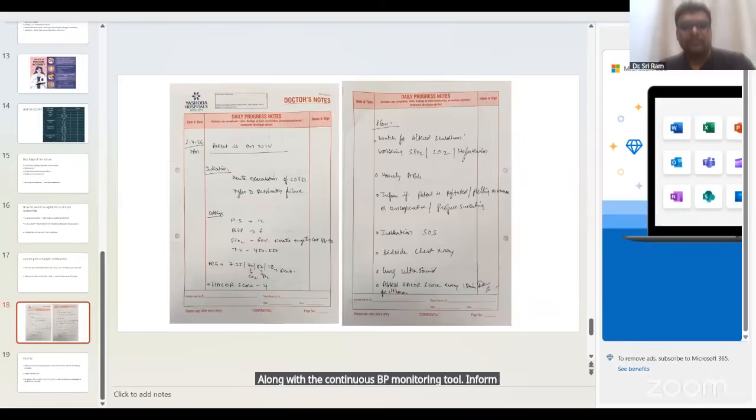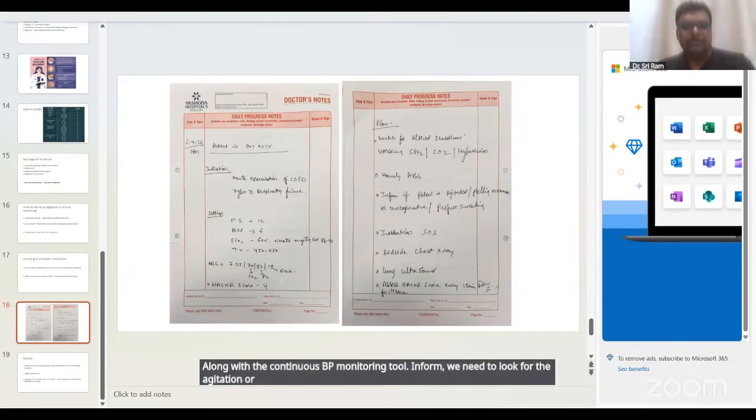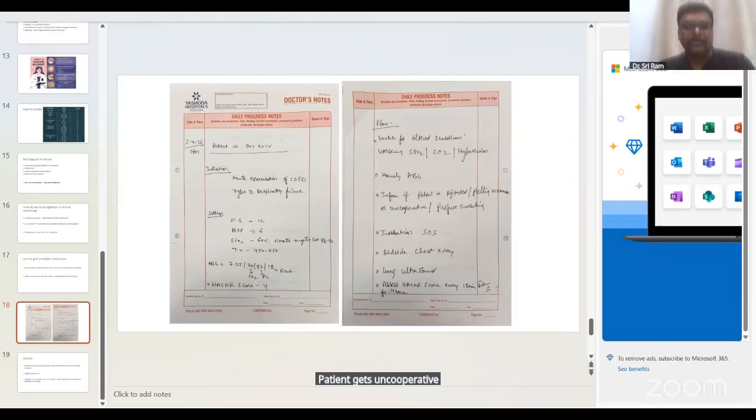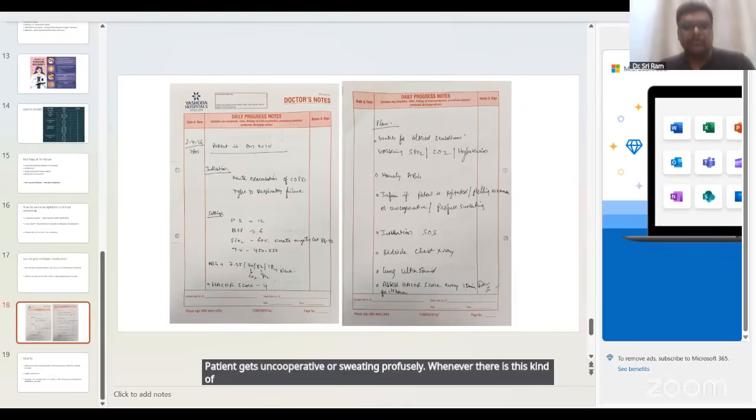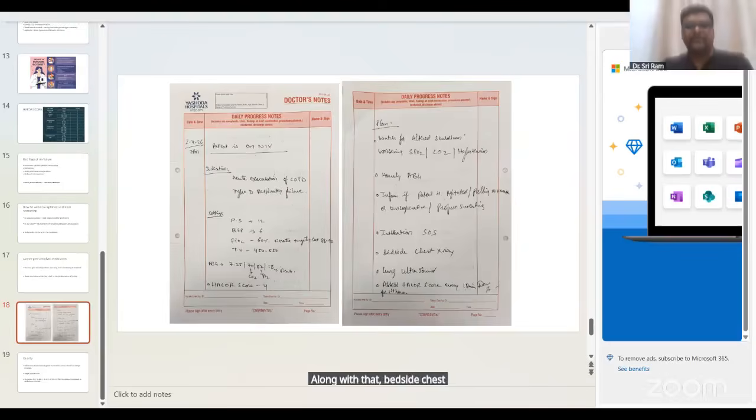We need to look for agitation or pulling manners, or the patient gets uncooperative or sweating profusely. Whenever there is this kind of issue, we need to do an intubation SOS. Along with that, a bedside chest X-ray along with lung ultrasound is needed.